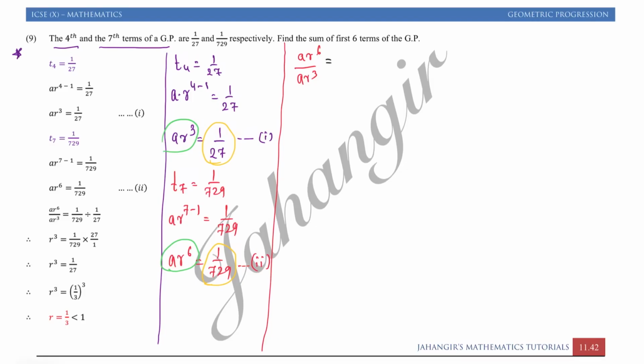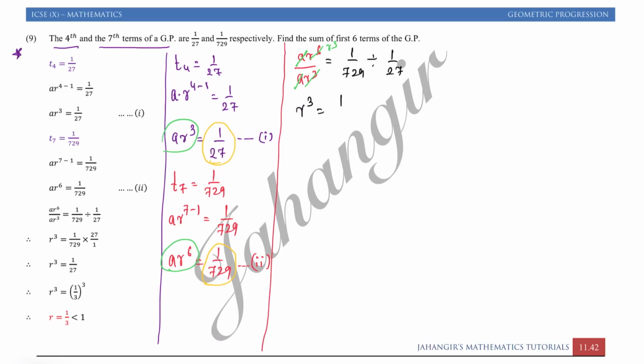That is equal to 1 upon 729 divided by 1 upon 27. You can write it this way. After cancelling out, A and A will get cancelled. R raised to 6 upon R cube is R cube only.